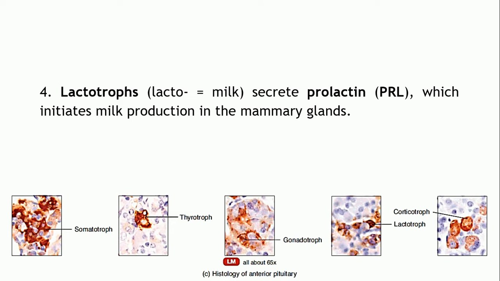Okay. Then considering the fourth type of cells, that is the lactotrophs. Lacto means milk. So this type of cells produce a hormone called prolactin. PRL is the accepted short form for this particular hormone. So this particular hormone is involved in initiation of the milk production in the mammary glands.